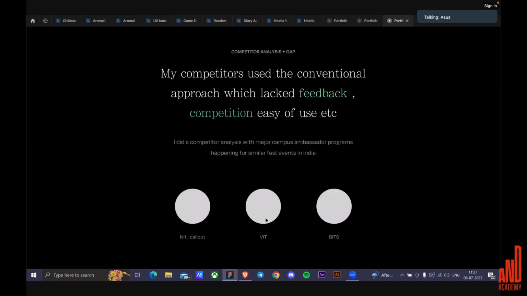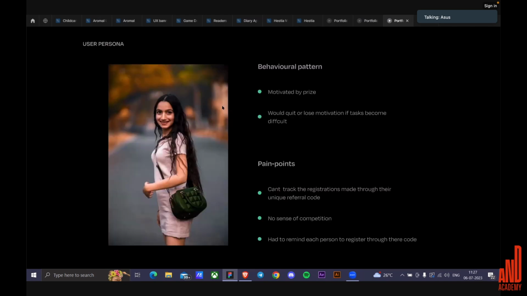Then I also made sure to do a competitor analysis of colleges like NIT Calicut, Vellore Institute of Technology, and BITS Pilani. I started to study how they were running their campus ambassador programs. The data I got is that they had a similar approach, so they also had the same issues, such as a lack of feedback and a lack of competition. Based on all of this data, I was able to create the user persona.